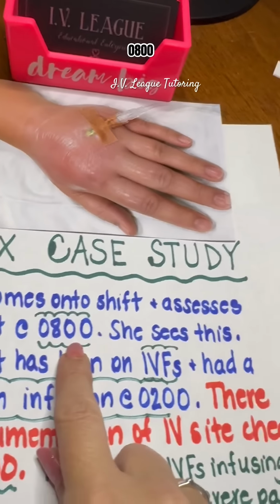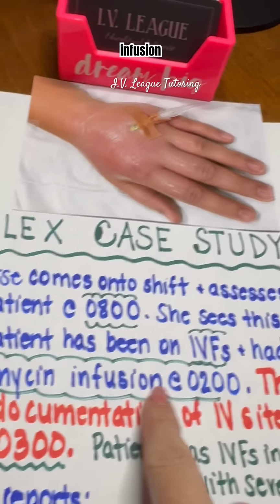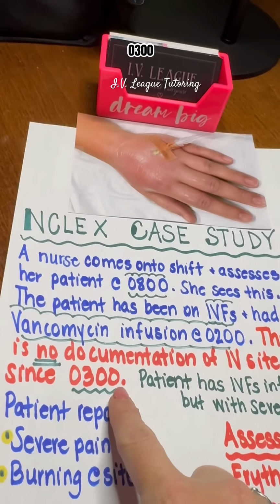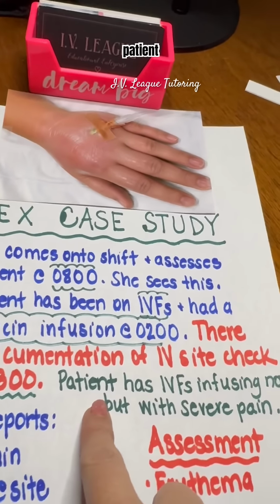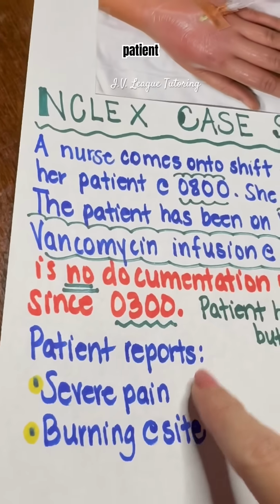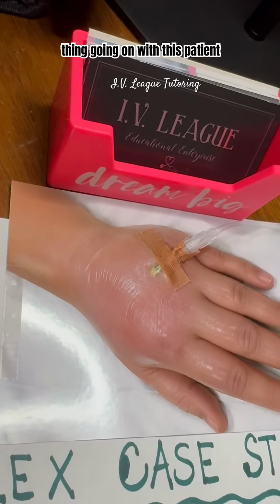patient at 0800. She sees this, okay? The patient has been on IV fluids and had a vancomycin infusion at 0200, 2 o'clock. There is no documentation of IV site checks since 0300, 3 o'clock. Patient has IV fluids infusing now, but with severe pain. Patient reports severe pain and burning at the site, and on assessment, you see erythema and edema, and it looks like this. What do you think is the most likely thing going on with this patient?